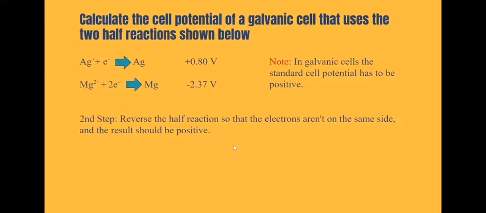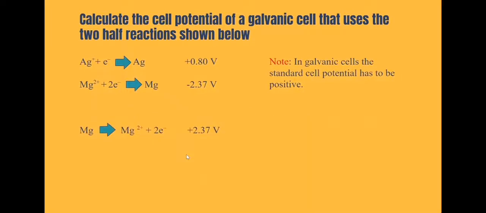Second step, reverse the half reaction so that the electrons aren't on the same side and the result should be positive. So, ito po ang i-reverse natin. Yan. Pag-reverse po nito, ang magnesium ay ilalagay natin sa left-hand side. Tapos, ang magnesium ion ay ilalagay natin sa right-hand side at ang dalawang electrons. Tapos, dahil i-reverse natin ito, itong negative 2.37 volts ay magiging positive 2.37 volts.